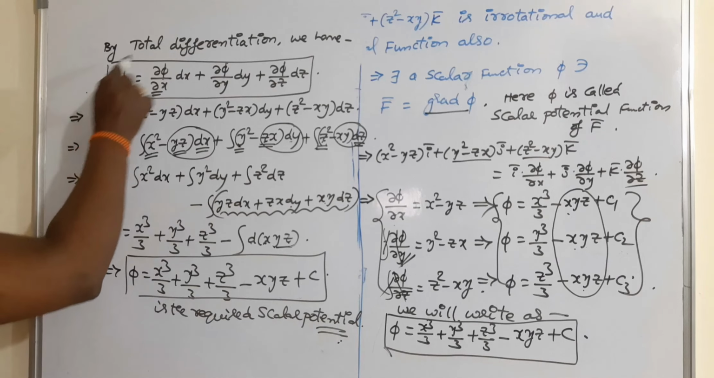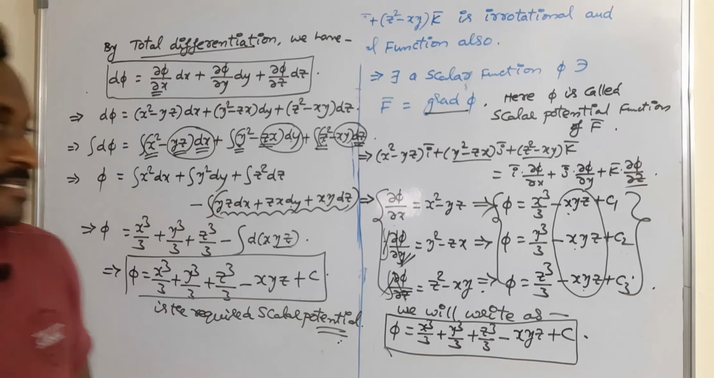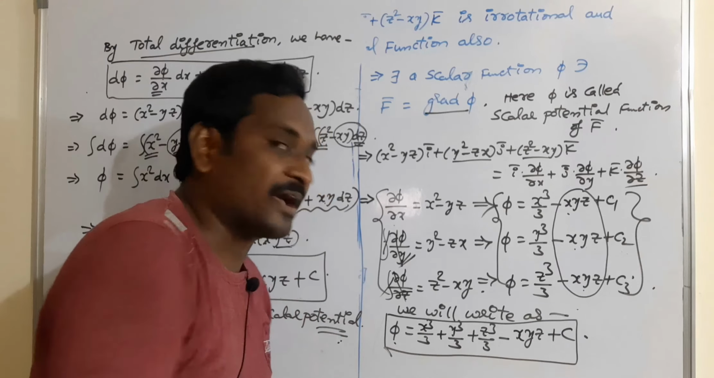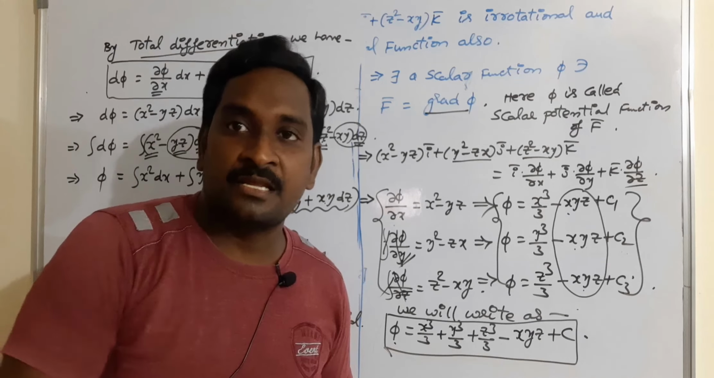Okay, this is one method using the total differentiation, and this is another trick to find the value of phi. Okay, I hope you all understand this one.